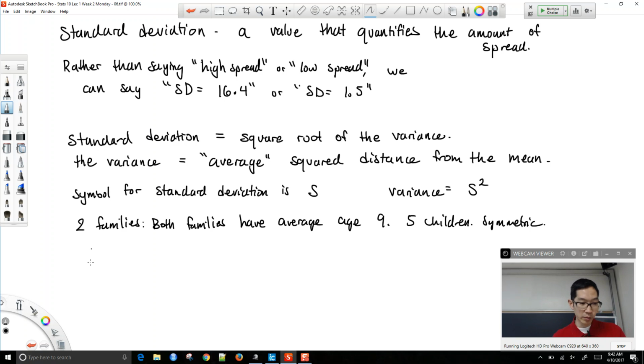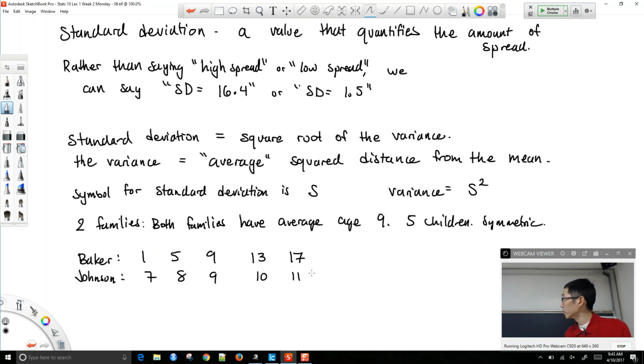And so let's say we've got the Baker family. The Baker family kids' ages are 1, 5, 9, 13, and 17. And for the Johnson family, the kids' ages are 7, 8, 9, 10, and 11. Both 5 kids, both average age of 9, both symmetric.